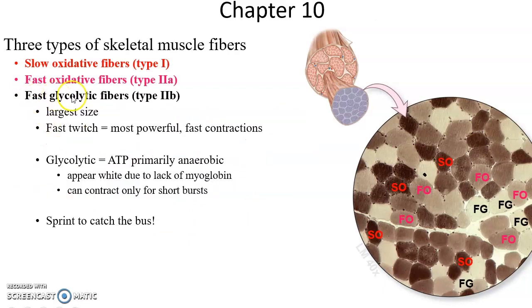And then finally, we have the fast glycolytic fibers, fast twitch, so very powerful, fast contractions. Glycolytic, they're using anaerobic respiration, so they're whiter in color, and they can only work for short bursts. So very strong, but doesn't last very long. So for instance, if you're sprinting to catch the bus that you're about to miss, you might be using a lot of fast glycolytic fibers. Powerful run, but only for a little while, then you get tired. Red, pink, white: slow oxidative fibers, fast oxidative fibers, fast glycolytic fibers.